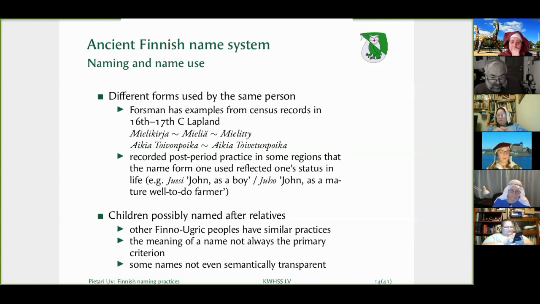Also, while Stöbke lists meanings for the given names, the meaning probably wasn't super important. People were named after their family members, and it seems likely that some of the early names were not even semantically transparent when they were used as names.